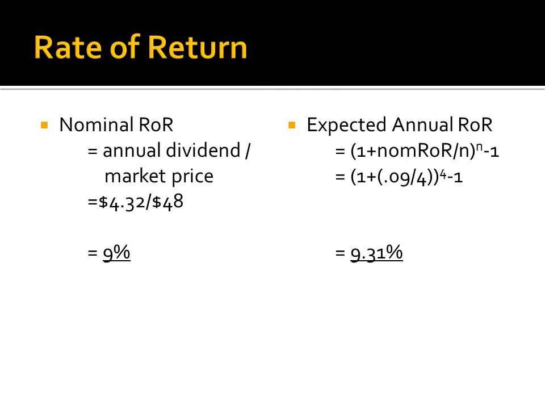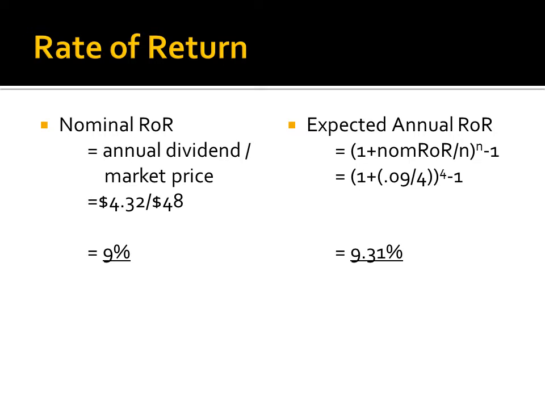Our first objective in this assignment was to find the nominal rate of return, as well as the annual expected rate of return. The nominal rate is found by dividing the annual dividend by the market price, which in this case is $4.32 divided by $48, giving us a nominal rate of return equal to 9%.